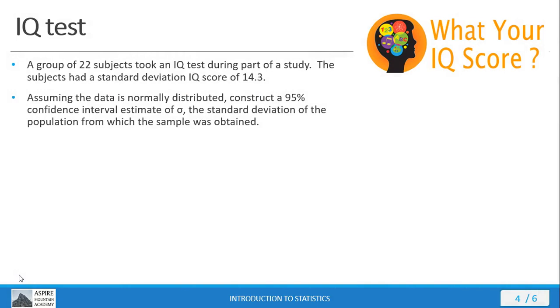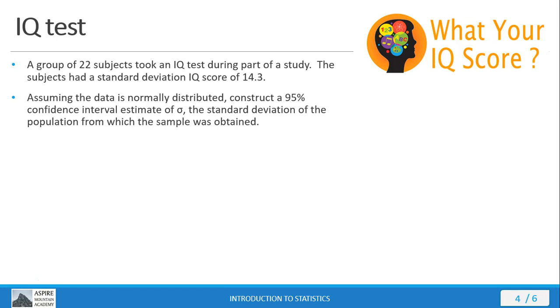Let's look at an example to illustrate this. Suppose we have a group of 22 subjects who took an IQ test during part of a study. Subjects had a standard deviation IQ score of 14.3. So that's the standard deviation of their IQ scores, the 14.3. Assuming the data is normally distributed, construct a 95% confidence interval estimate of the population standard deviation.